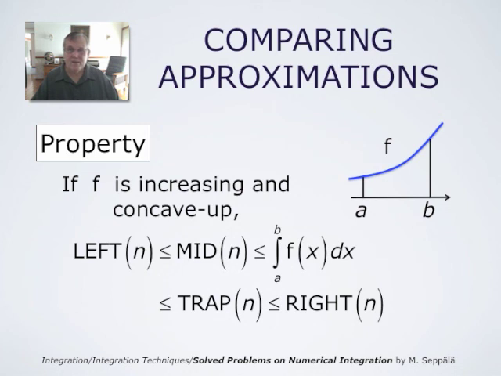If f is concave up, then the mid approximation is less than or equal to the value of the integral, and the trapezoidal approximation is greater than or equal to the value of the integral. If f is concave down, then these inequalities are reversed.